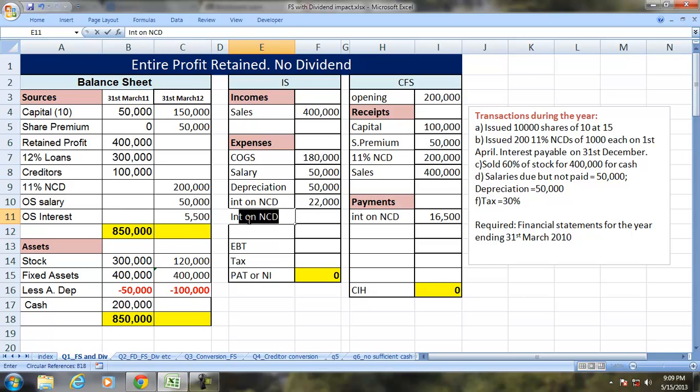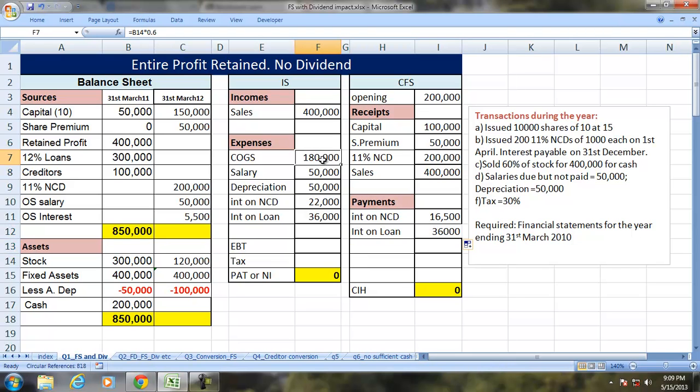Interest on loan is for full year 12% on 300,000, and we assume that we paid that loan fully by the end of the year. So therefore interest will be 36,000, a payment and an expense.